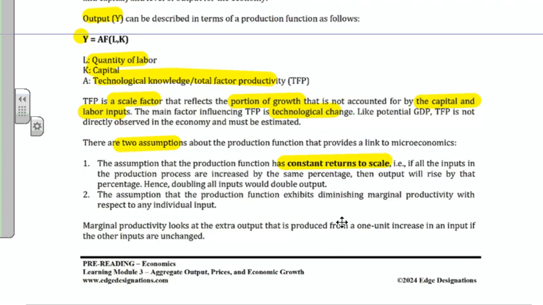What does that mean? If all the inputs in the production process are increased by the same percentage, output will rise by that same percentage. In other words, if you double your inputs, you'll double your output. The second is the assumption that the production function exhibits diminishing marginal productivity with respect to any individual input. It can't keep going up and up forever.